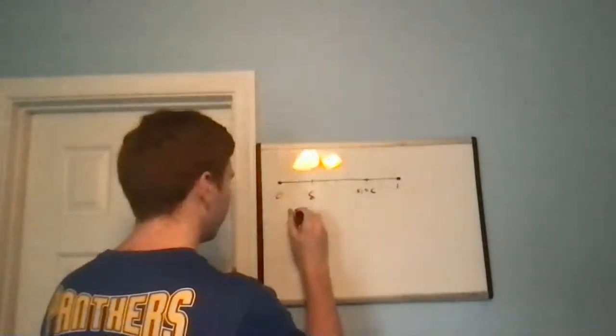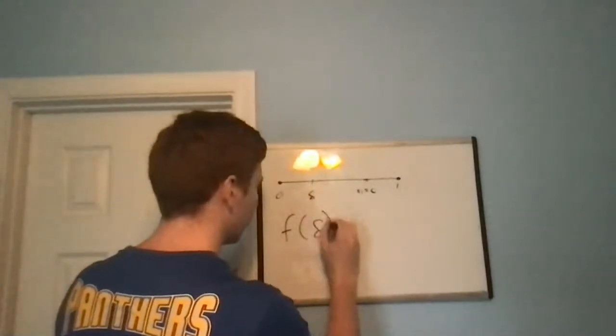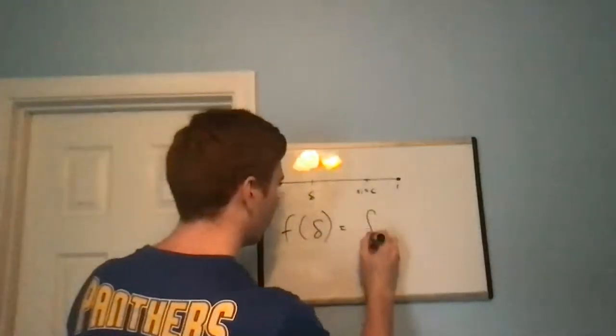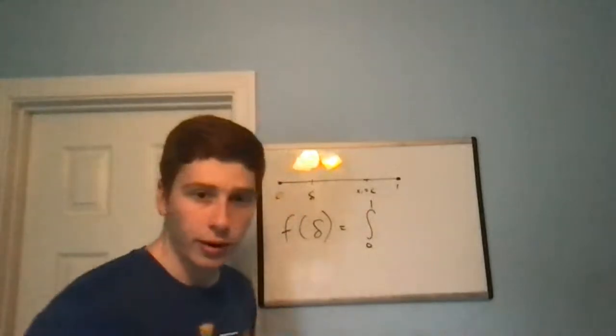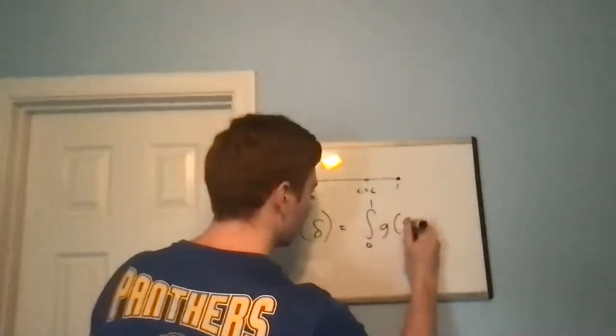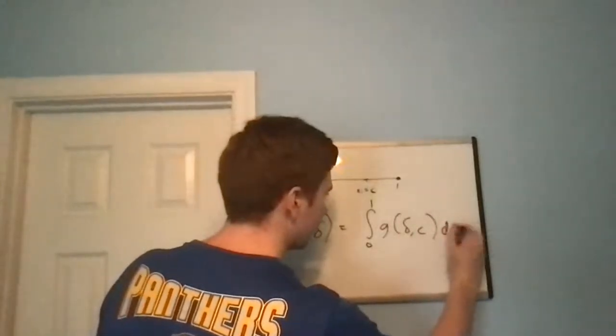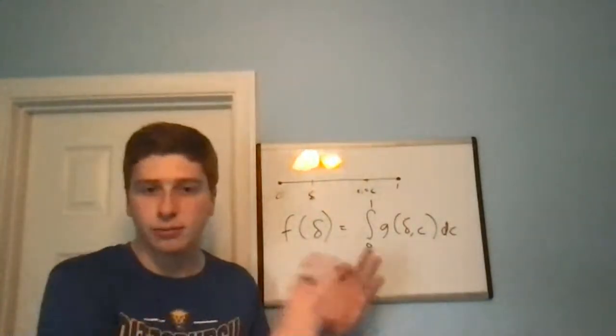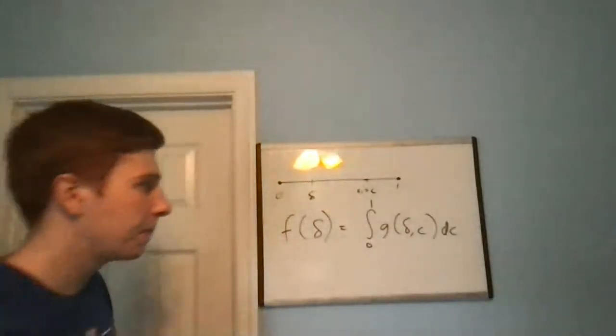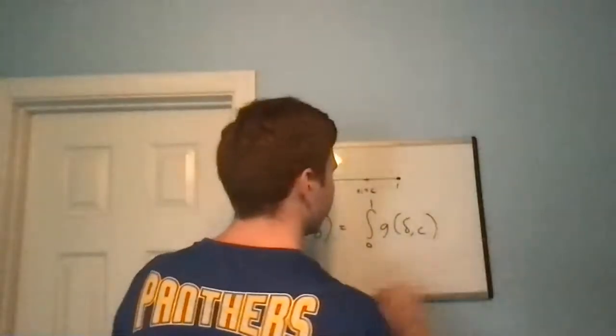So we get f of delta equals the integral. Now, x1 could be anything from 0 to 1, or c could be anything from 0 to 1. G of delta, comma, c, and then dc, or dx1. It's kind of the same thing, right? So we get this equation.